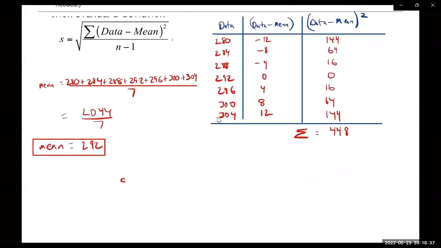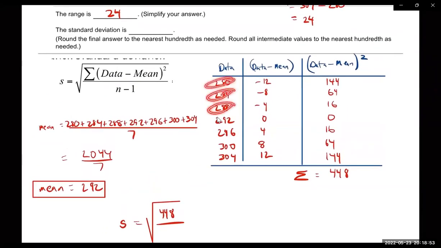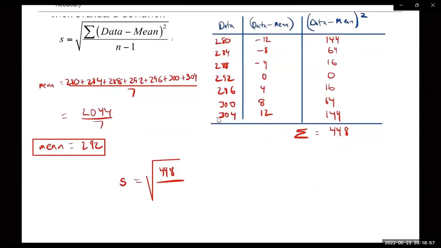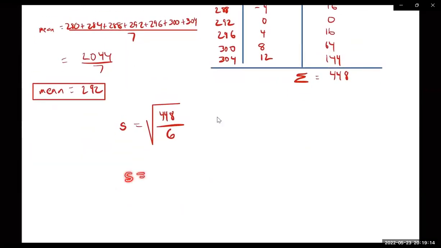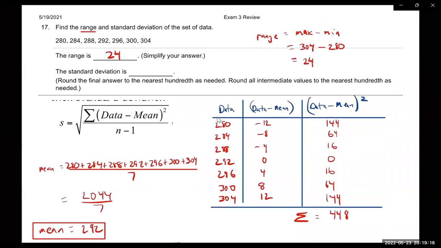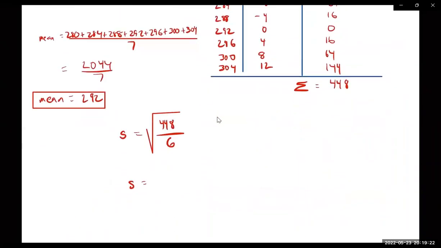All right, so that's what the formula says. Standard deviation is equal to the square root of 448 divided by n minus 1. Well, n is 7 because there's 7 data values: 1, 2, 3, 4, 5, 6, 7. 7 take away 1 is 6. So on your calculators, do the square root of 448 divided by 6, and you should get... Does it tell us how many decimals they want? They say round to the nearest hundredth, so that means 2 decimal places. I'm getting 8.640, but the 0 is going to keep that at 4. So that should be the standard deviation, 8.64.